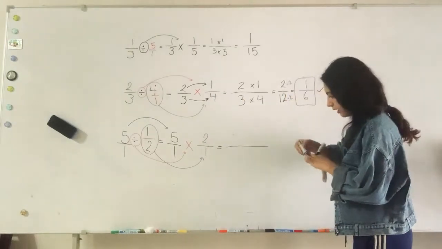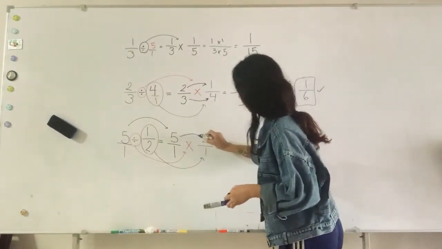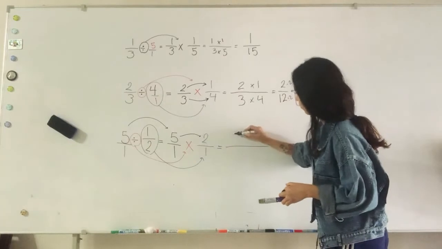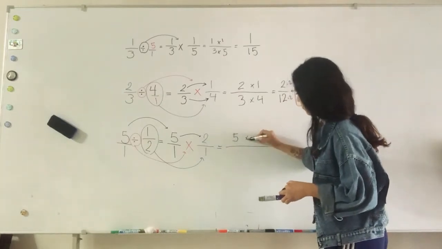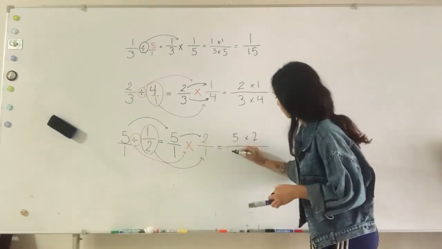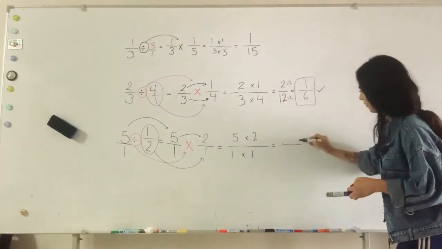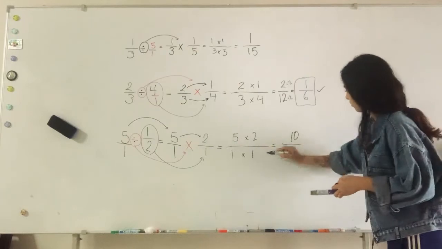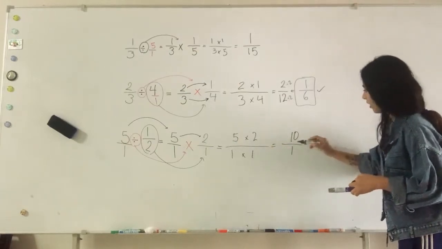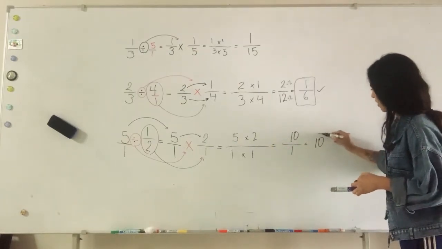Then you simply multiply. 5 times 2, 1 times 1. 2 times 5, 10. 1 times 1, 1. 10 over 1 is 10.